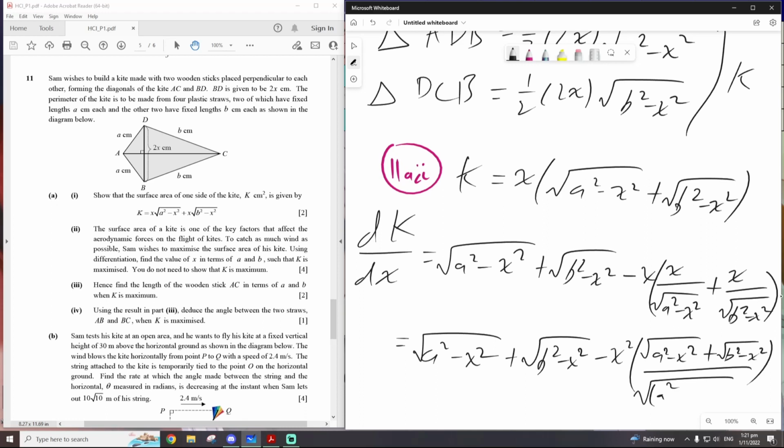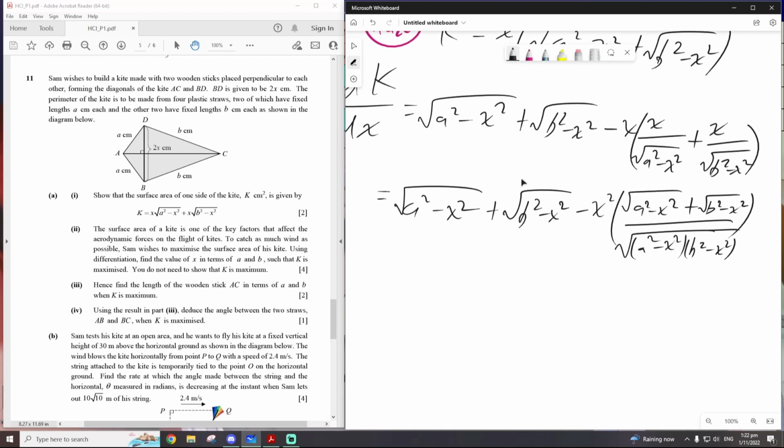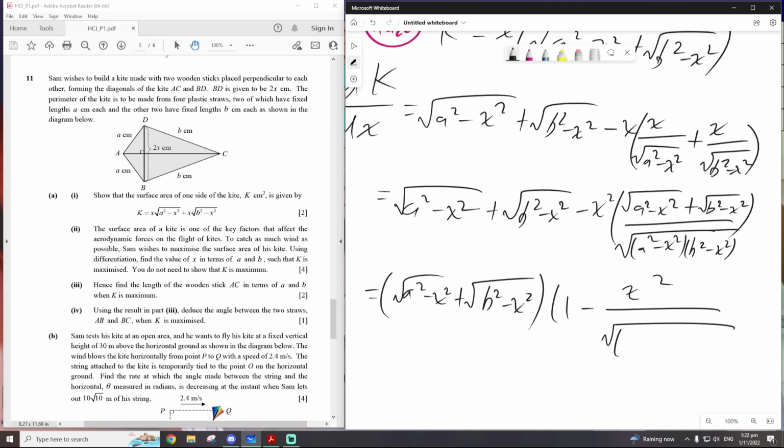And hopefully you will see that this is starting to look good. Okay? Because I can actually factor out the a squared minus x squared plus b squared minus x squared. And this gives me 1 minus x squared divided by the square root of a squared minus x squared and b squared minus x squared. Okay, so yes, very nice. So we now let dk/dx equal 0.